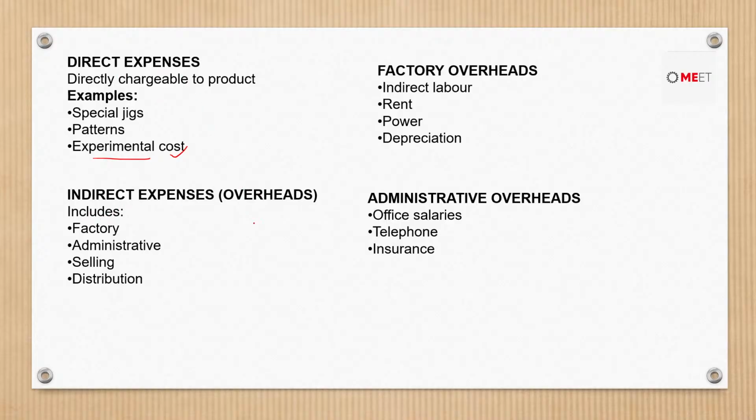Indirect expenses are nothing but the overheads, which are due to factory administration, selling, and distribution. Factory overheads are indirect labor, rent, power, and depreciation. Depreciation could happen on the furniture which is set up in the administration office, or which is there in the factory as well. Next, administrative overheads are office salary, telephone or telecommunication expenses, and insurance.